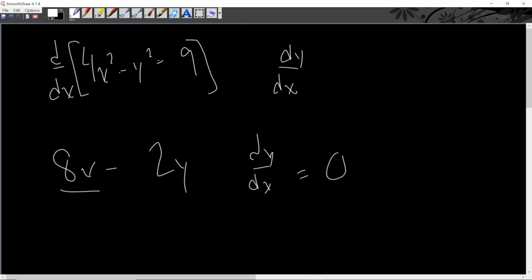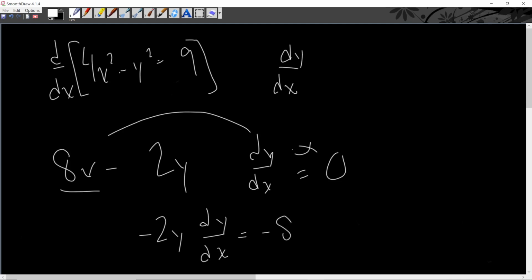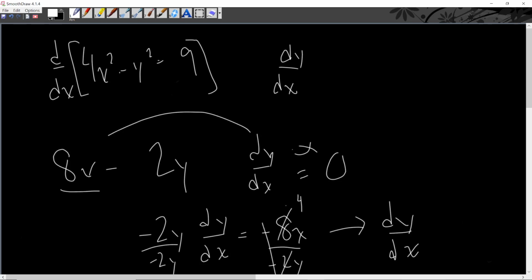Then from here, we simply bring that 8x to the other side. We have negative 2y dy/dx is equal to negative 8x. And we get a nice and simple dy/dx is equal to, let's divide by negative 2y on both sides. Cancel out the 8 and the 2 to get 4 in the numerator, and then the 2 negatives cancel out as well. We have a nice and simple positive 4x over y. Okay, yep, that's correct.